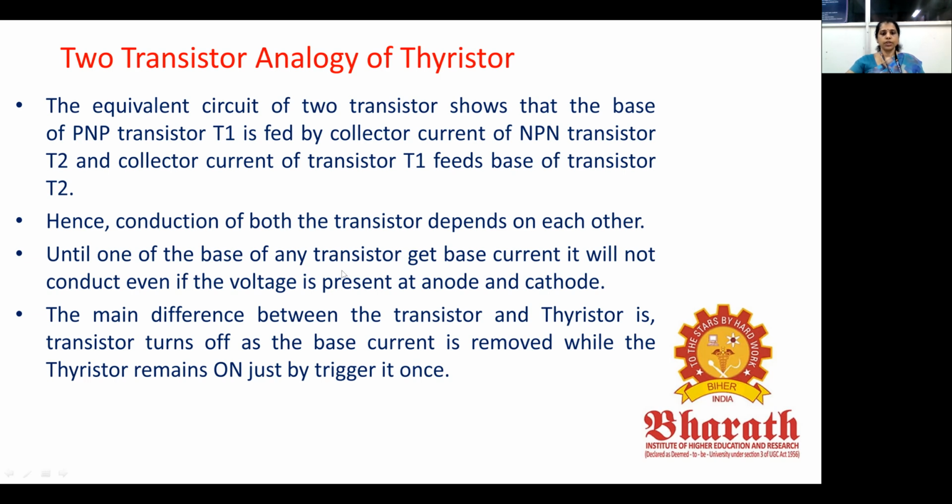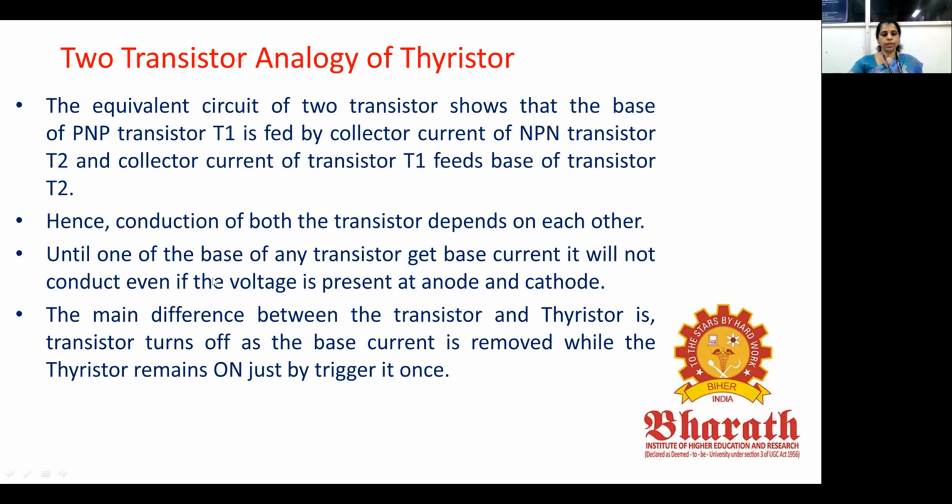So the equivalent circuit of 2 transistors shows that the base of PNP transistor T1 is fed by the collector current of NPN transistor T2, and the collector current of T1 feeds the base of the transistor T2. So we have 2 transistors, one is PNP and the other NPN, connected in a particular fashion to give the thyristor. So the conduction of both the transistors depends on each other actually. I will be showing you the circuit shortly.